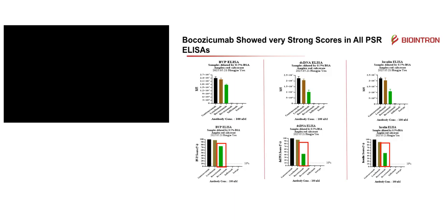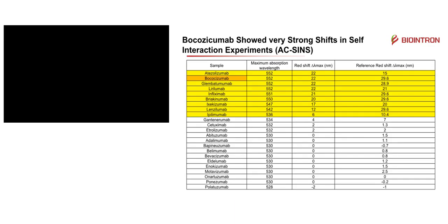So we are establishing the PSR-ELISA method in-house, and bococizumab was actually a positive score in our setting. It has very strong PSR scores in 3 different reagents: baculovirus particle, double-strand DNA, and insulin. So it has quite strong polyspecificity. That's one.